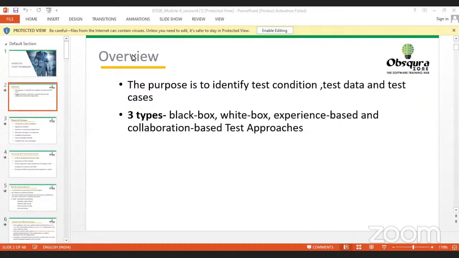Any doubts, anyone? I think Deepa, you are unmuted. Okay.